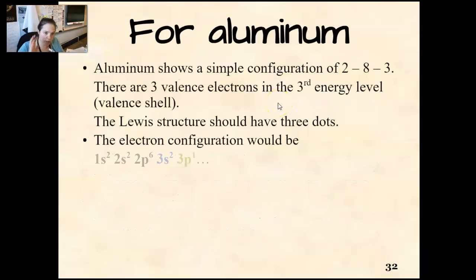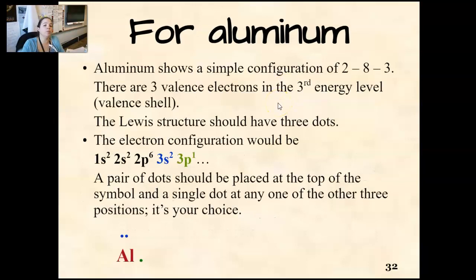All right, so we're going to look at aluminum. Aluminum shows a simple configuration of 2, 8, 3, meaning this 3 right here, there are 3 in the outer level. That's in the valence shell. The Lewis structure should have 3 dots. The electron configuration would be this: 1s2, 2s2, 2p6, 3s2, 3p1.